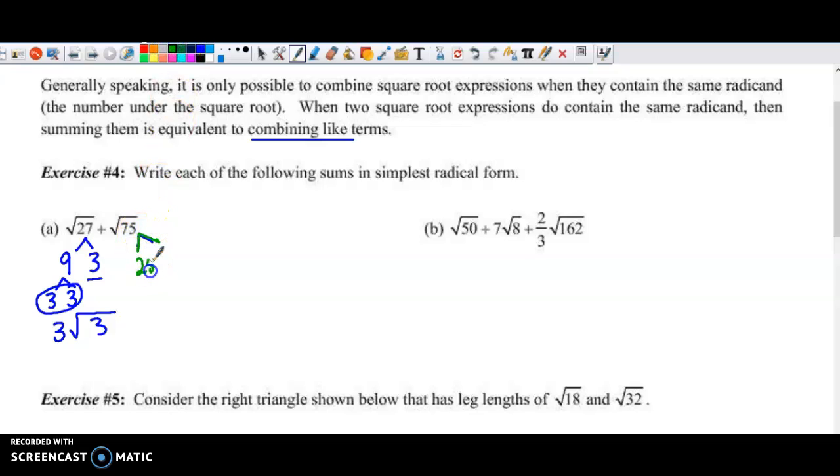That we have 25 times 3. And 5 breaks down as 5. There's your pair.